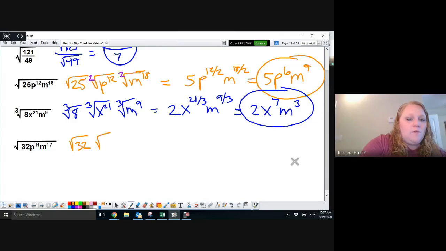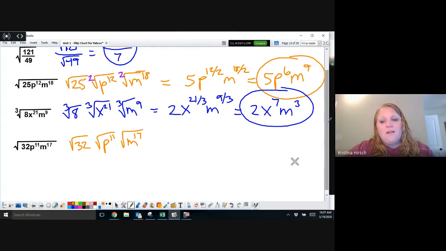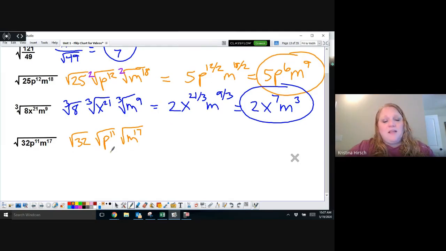All right, so in this last example, we would have the square root of 32, the square root of p to the 11, and the square root of m to the 17. And this one is crazy, okay? There's a lot going on in this problem. All right, so I'm gonna do a lot of things by hand.